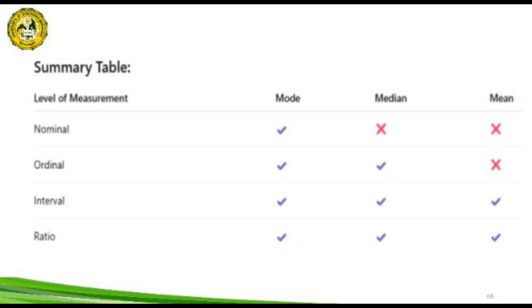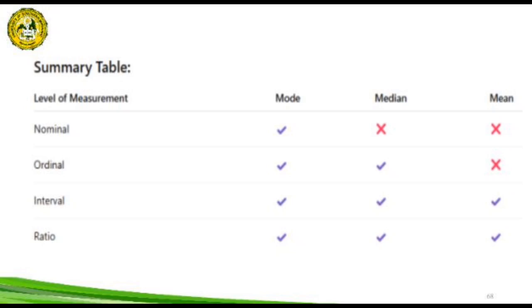Next is the ordinal. The appropriate measures of central tendency for the ordinal are the mode and the median, because we can get the middle value in the order. So it is appropriate for the median, and sometimes we can use the mode if there are repeating or the same orders.